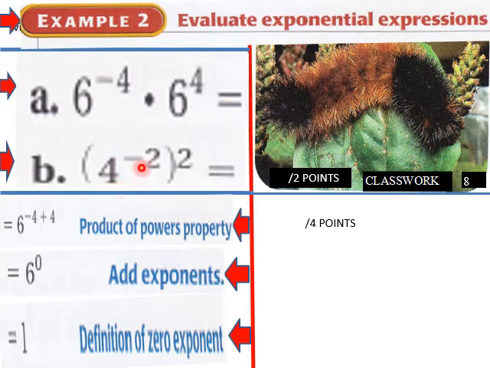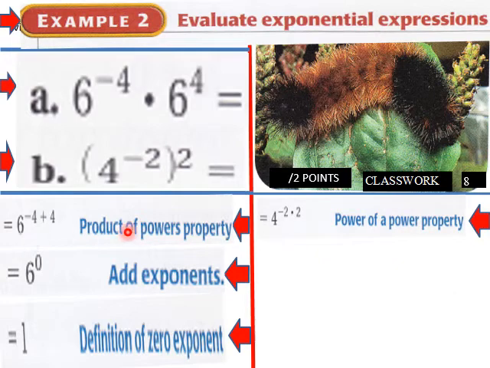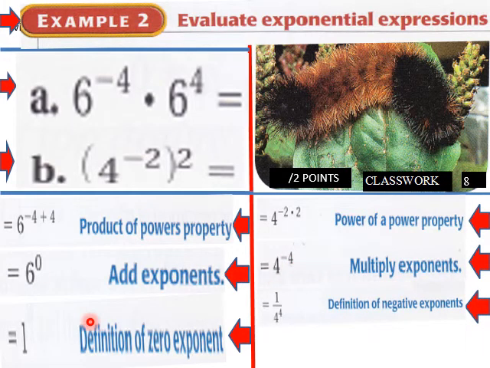And then b, 4 to the negative 2 power, squared. What would that be? 4 to the negative 2 to the 2nd power would be 4 to the negative 4 power, which would be 1 over 4 to the 4th power, which would be 1 over 256. That would be this.